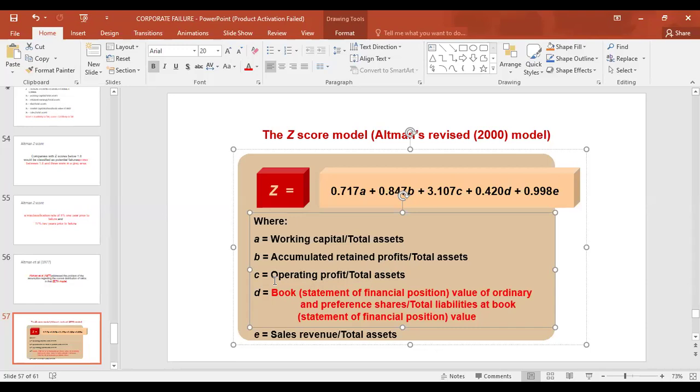The book value of ordinary and preference shares is the total value for your equity. So when you go to the balance sheet, you would see equity, stated capital plus the retained earnings. That total would be your book value of ordinary shares and preference shares. The book value of ordinary and preference shares is the value of total equity, which is stated capital plus retained earnings.